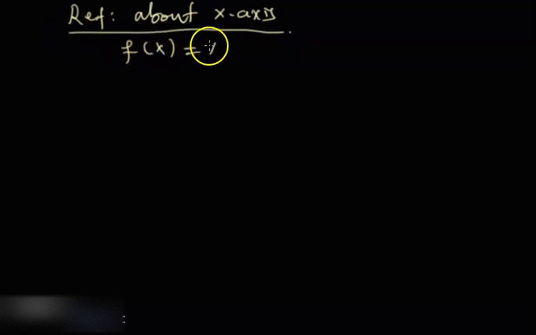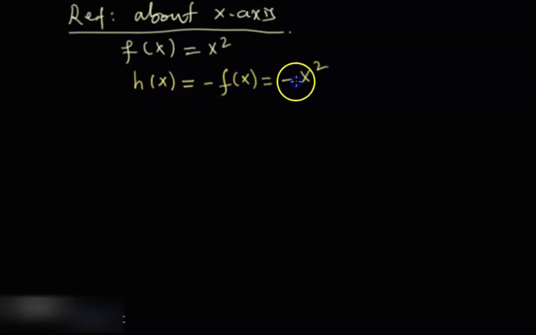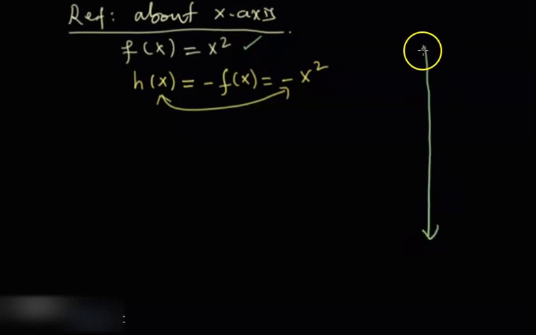Reflection about the x-axis, that is, if you have this function x square, then its reflection about the x-axis is defined by minus f of x, which is minus x square. So now we need to plot this h of x equal to minus x square. So what will happen? It will be the reflection of this parent function about the x-axis.